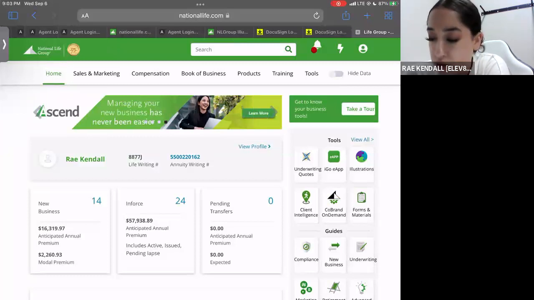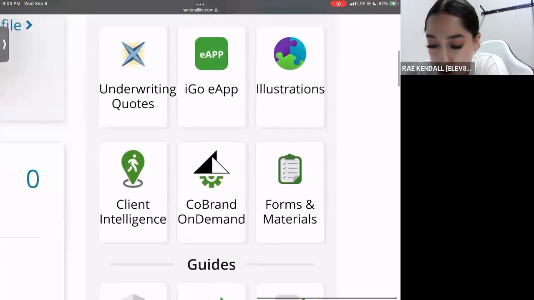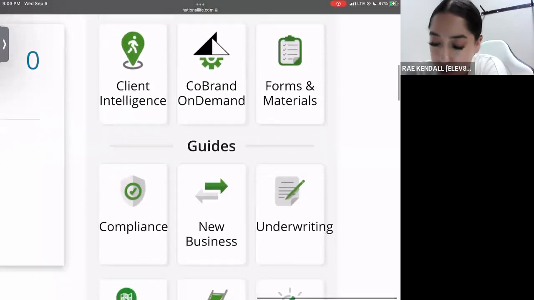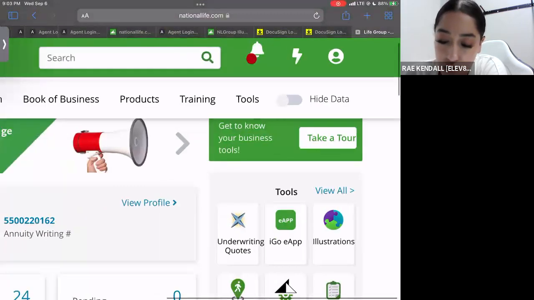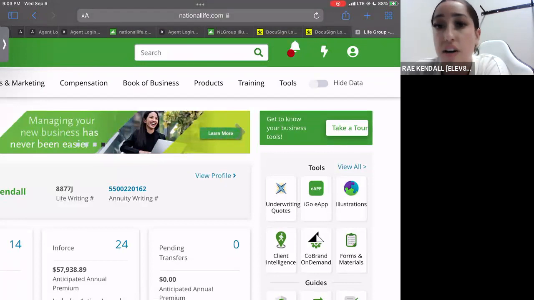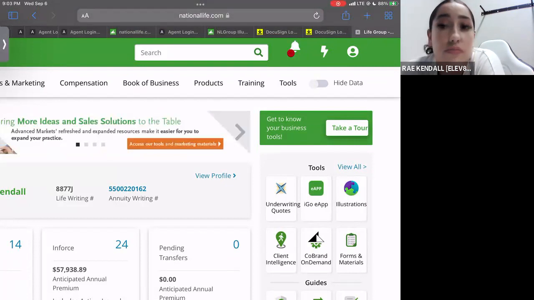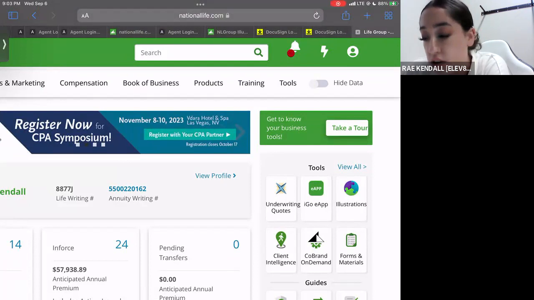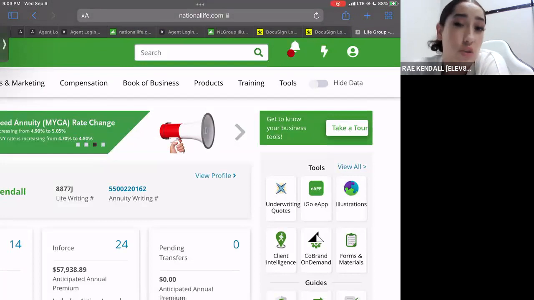When you open up your portal, you go into this little toolbox here, and you're gonna find a lot of cool things. You could go through client intelligence, form materials, underwriting, compliance. You can even go into a lot of their training tools. So this training tab is a lot of videos on life insurance, a lot of videos on different products, a lot of videos of how to learn more about these policies, how to actually engage in these policies.